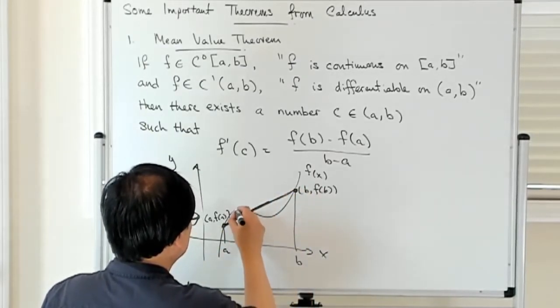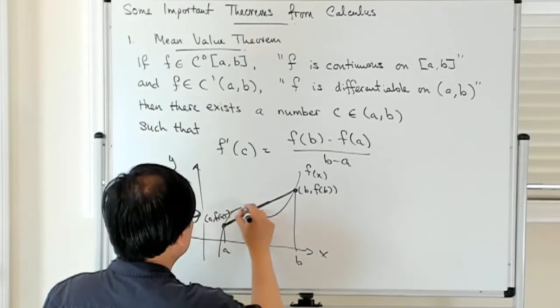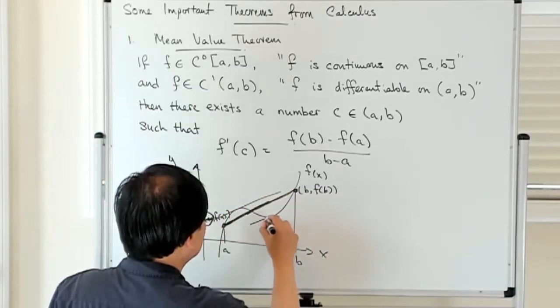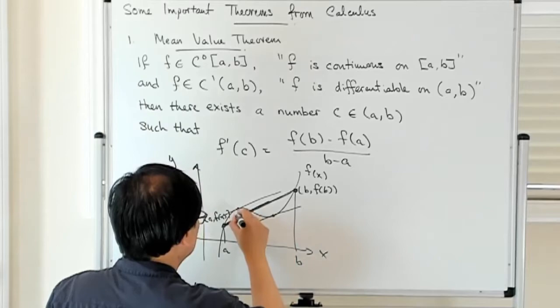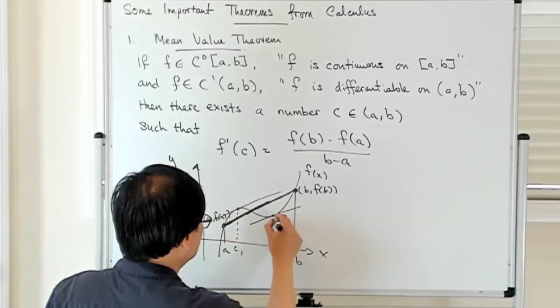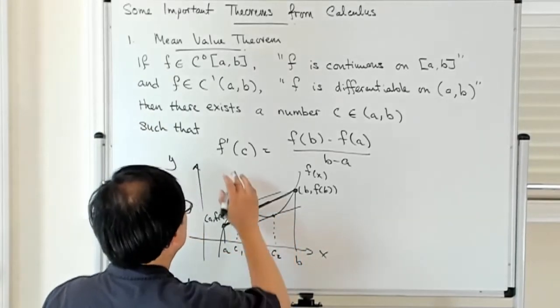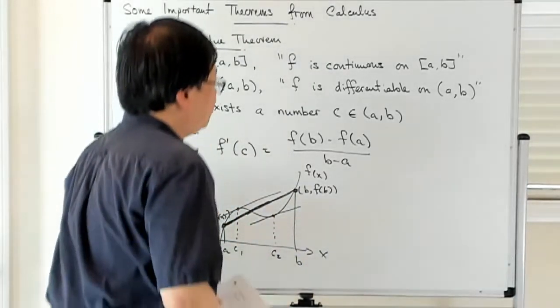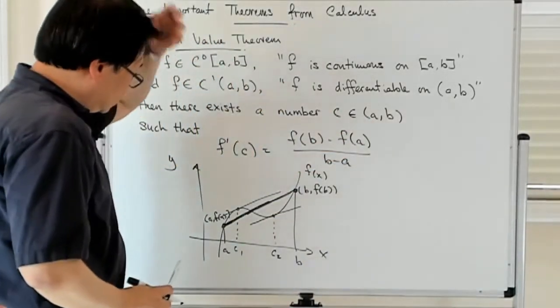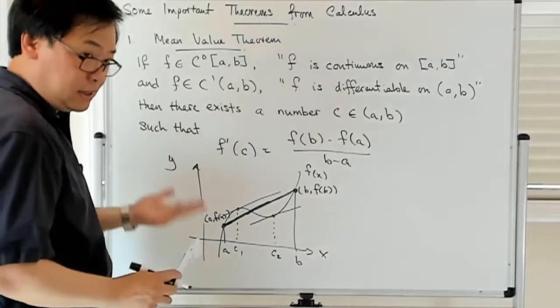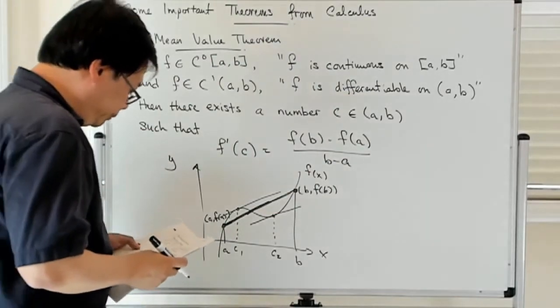Here you can see that there are 2 points which have this property. It's one here, and one here, so this is c1, and this is c2. So there exists at least one point in this interval such that this condition holds, and this is what is called the mean value theorem.